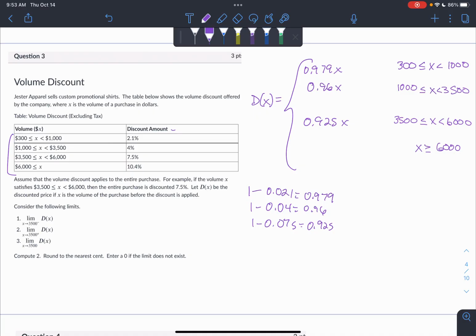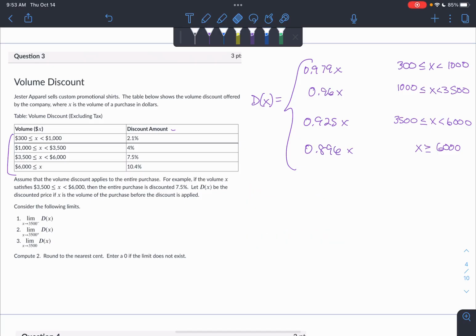0.925x, and then my last one, 1 minus 0.104 is equal to 0.896, so 0.896x. All right, so again, we can look at this like the last one. Here we want to approach 3,500, so now we're only really considering around 3,500, so to the left and right.